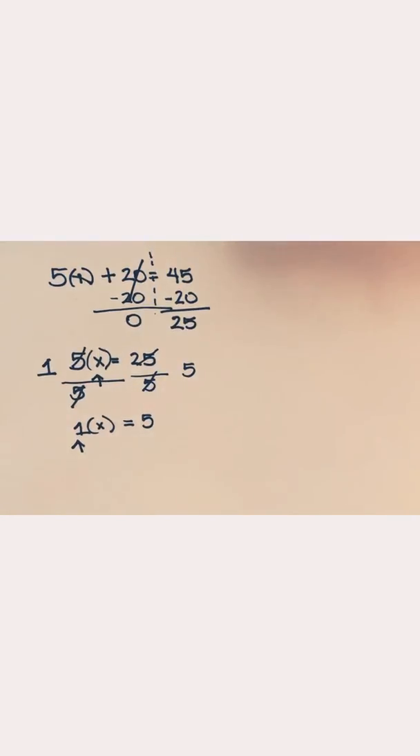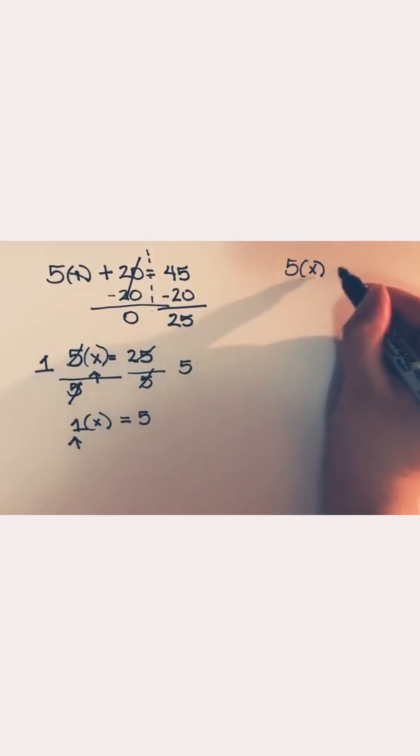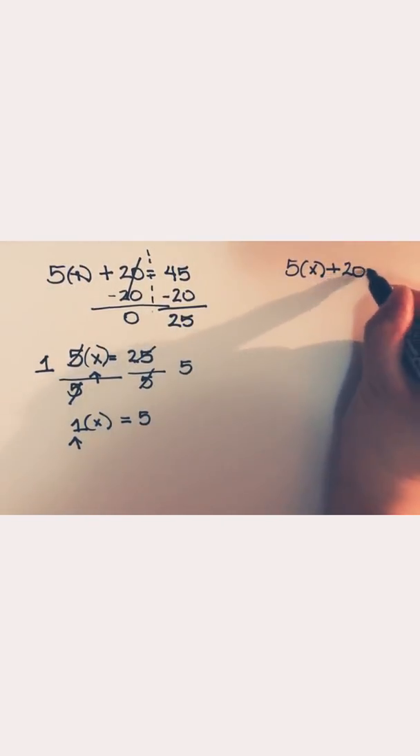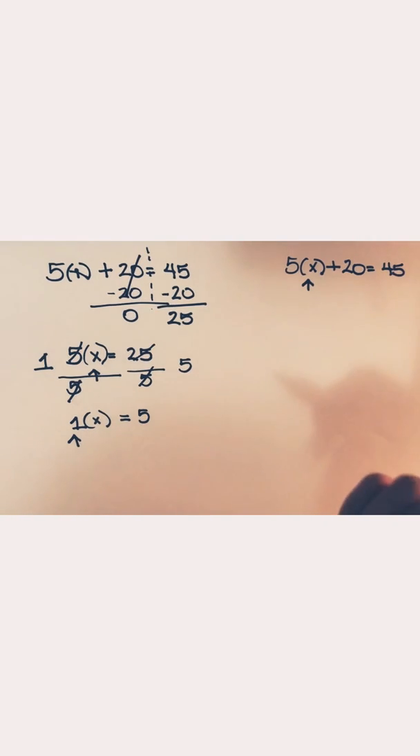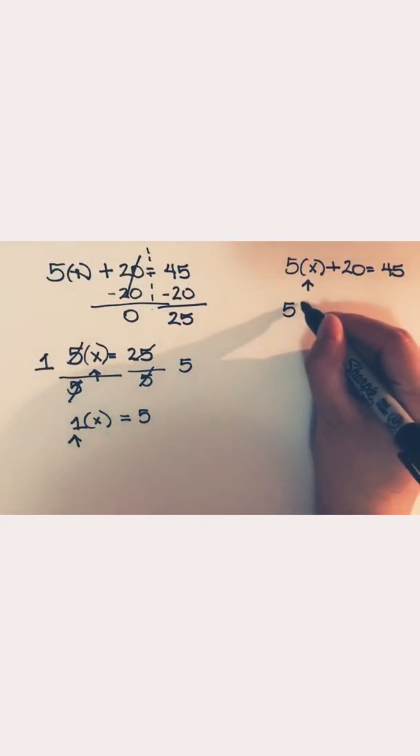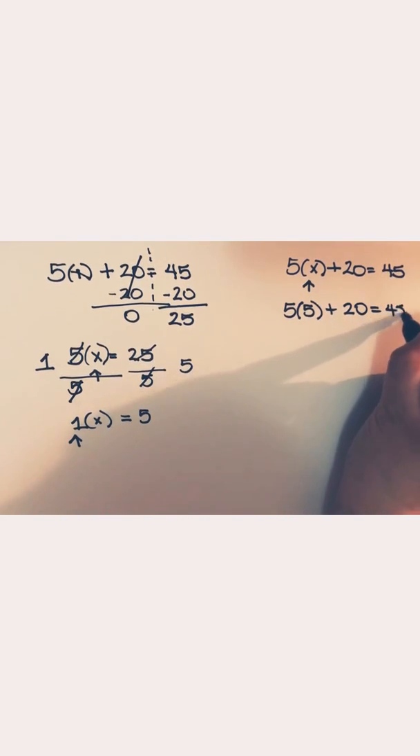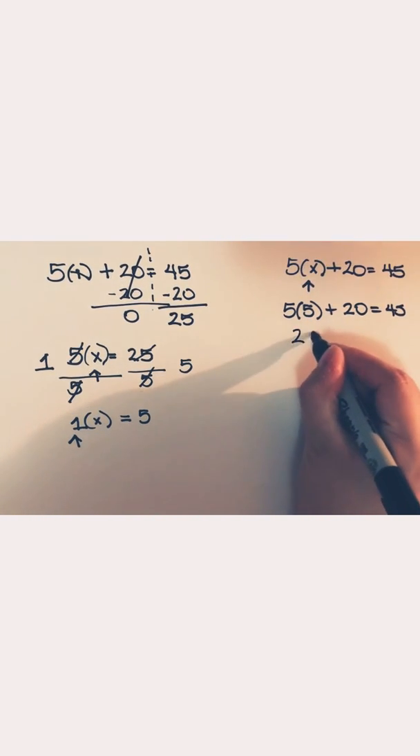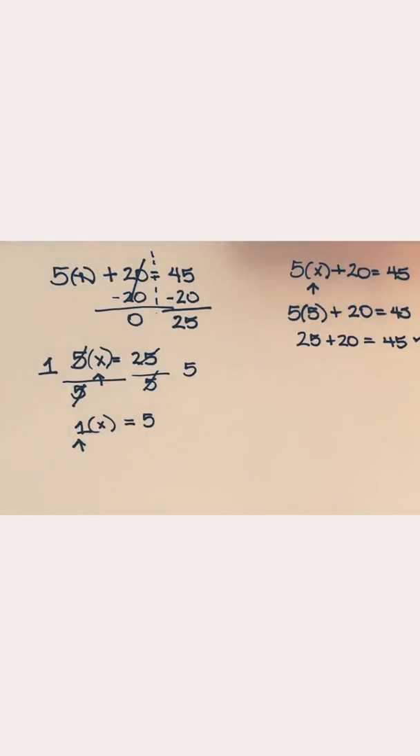Now, let's say you're thinking, well, Eggy, I want to see if this is correct. Then you would write the equation again. 5x plus 20 equals 45. You know what x is now. It takes one x, right? So this time you want to know what 5 x's are. So 5 times 5 plus 20 equals 45. 5 times 5 is 25 plus 20 equals 45. Worked out.